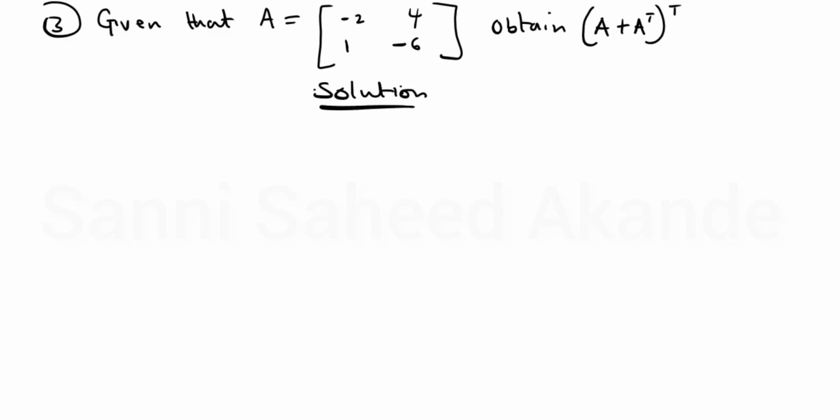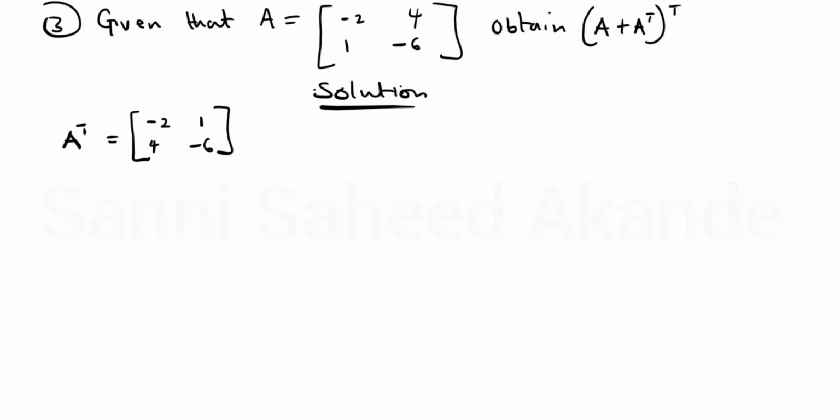So now let's first of all find the A transpose. A transpose will be equal to: the first row will become the first column, which is minus 2 and 4. Then the second row will become the second column, which is 1 and minus 6. So that is our A transpose.